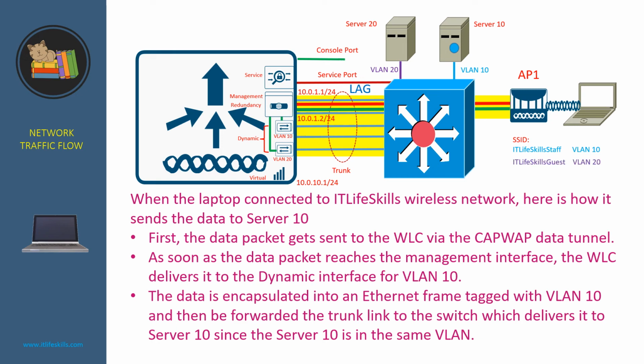When the laptop connects to IT Life Skills Guest, similar network traffic flows from the laptop to server 20 like this. As you can see, the client data traffic between the AP and the wireless LAN controller is layer 2 independent, since they are terminated at layer 3 via the data tunnel.